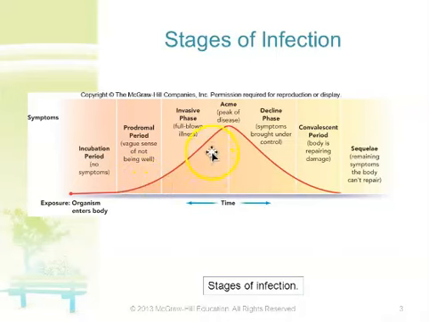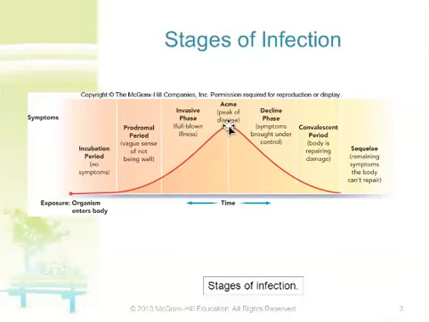And that brings us into what's called the invasive phase. During the invasive phase, we have full-blown infection. And that's the time when you're going to see the typical signs and symptoms for that particular infectious disease. The invasive phase is going to reach a peak, what we call the acme of the infection. So this is when the symptoms are the worst. The infection is at its worst.